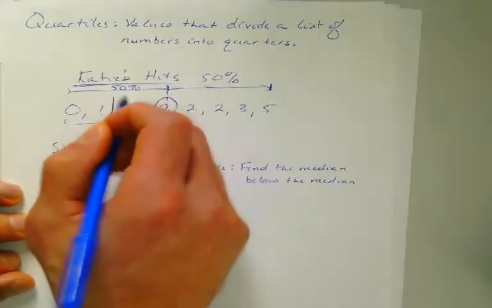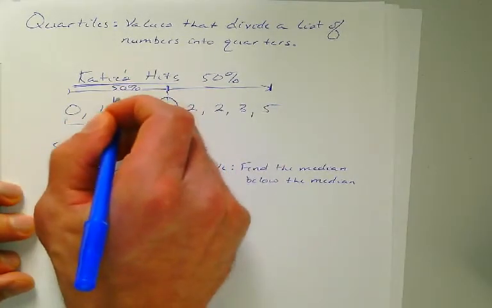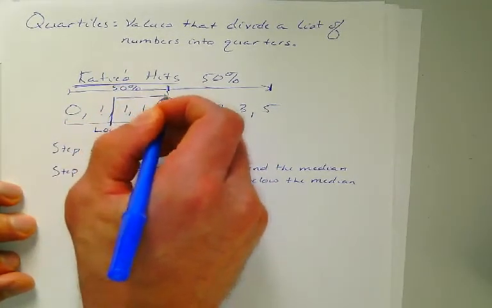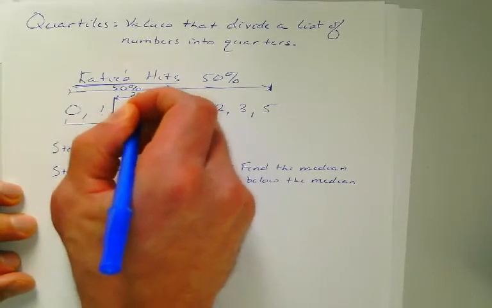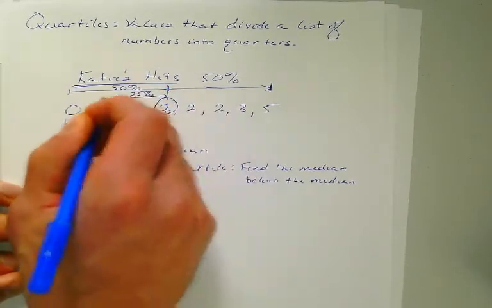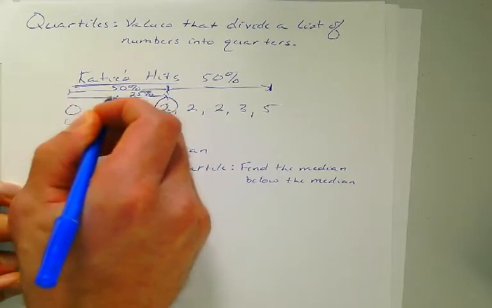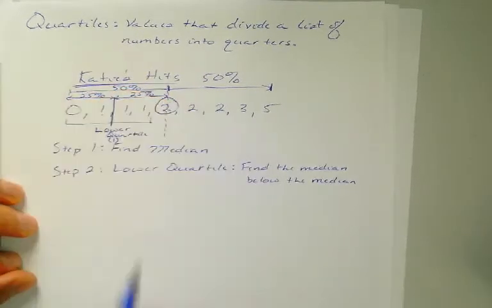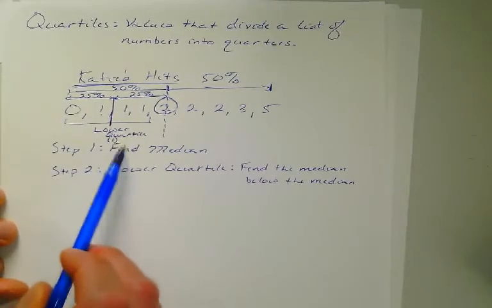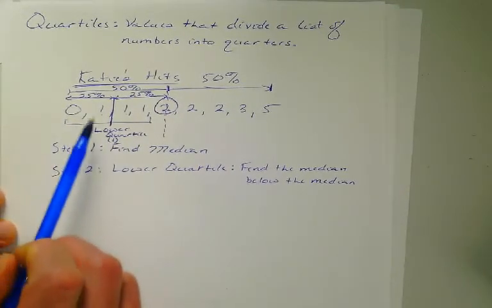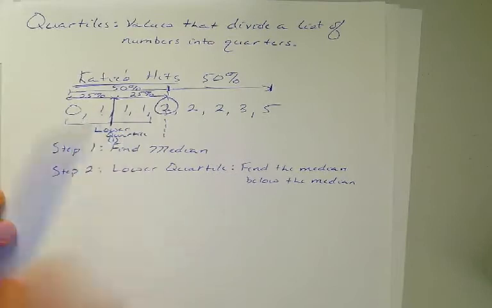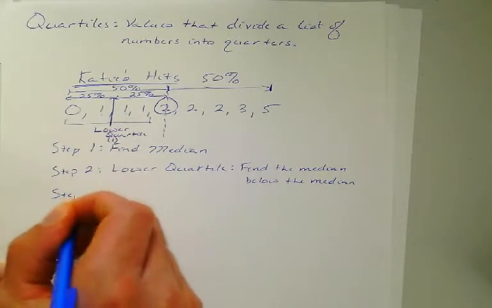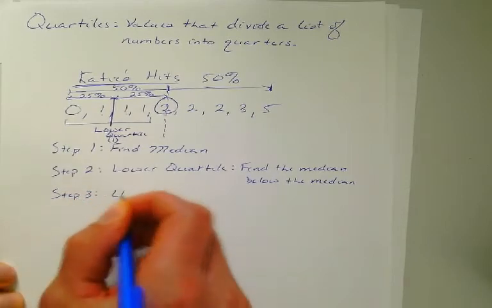All right, so this broke it into 2 quarters. I've got 25% of my data falling in this range, and then I have 25% of the data falling between this range. So my lower quartile is 1. I've got 2 chunks of 25% here. Now I need to find the upper quartile, so that's step 3. Upper quartile.